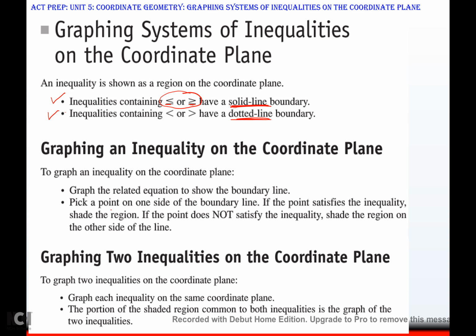Then it says pick a point on one side of the boundary line and plug it in. If the point satisfies the inequality, shade that region. If it does not, then shade the other side of the boundary. Graphing two inequalities on the coordinate plane: when you graph each inequality separately, the portion of the shaded region common to both, in other words, where the shadings overlap, will be the solution to the system.